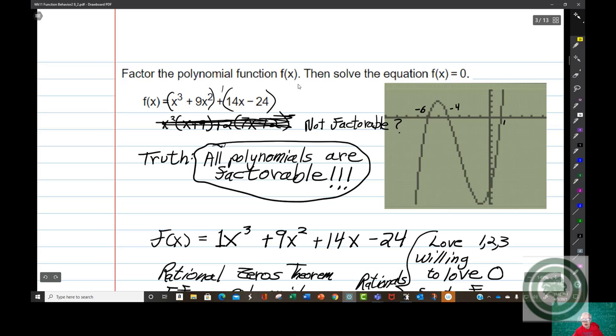And what we talked about was that even though this is not factorable by grouping, when I discovered that, actually I already knew it, I marked through it and said not factorable. Well, up until yesterday, it was not factorable. But we then discovered that all polynomials are factorable. Ooh.